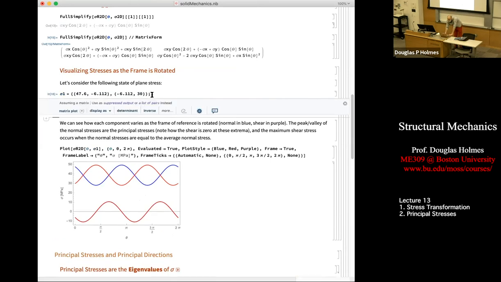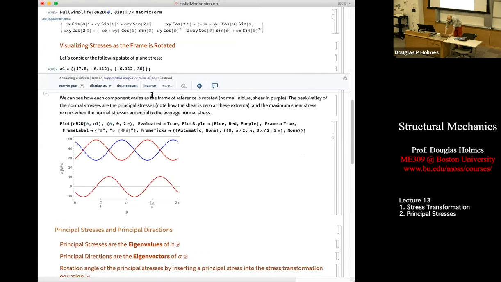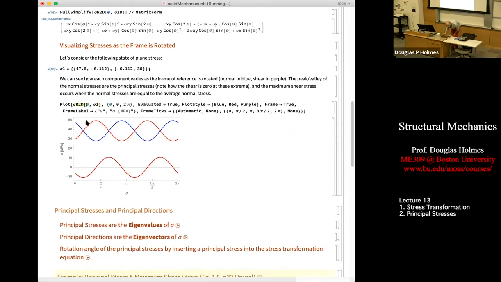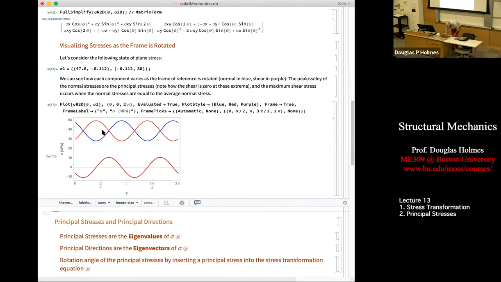We can see how our state of stress varies as we rotate our coordinate system. And this is what I'm plotting here. The blue curve is your normal stress, that means it's your sigma xx or sigma yy. Your red curve is your shear stress. No, wait, sorry. Why did I say purple? Let's plot this again. I don't see purple.